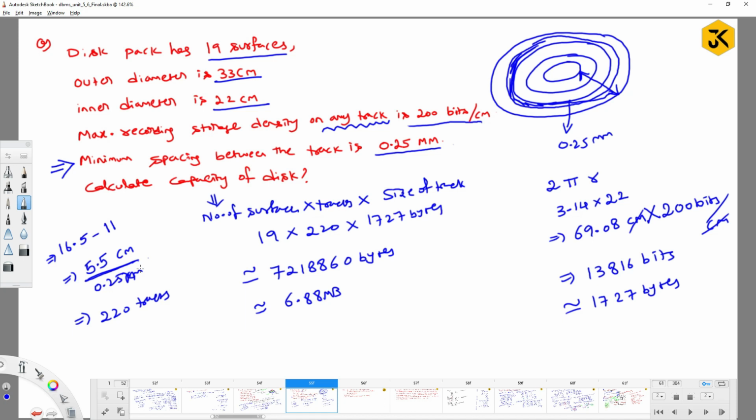Any doubt? 2 pi r? Pi is 3.14. 2 into r is diameter, right? 2 into r is diameter, that is 22 centimeters. I have mentioned it directly. Okay.